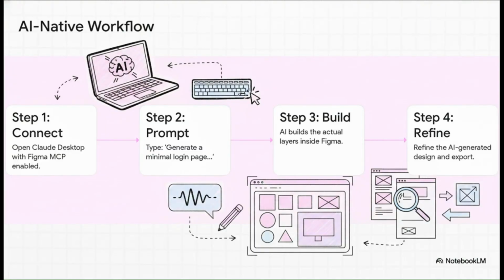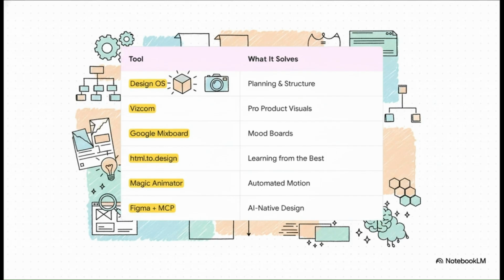Instead of just generating ideas, you can open your AI assistant and just type a prompt, something like, generate a minimal login page, and then you watch as the AI builds the actual vectors, the text layers, and the auto layout frames right there inside your Figma file. You are literally designing with words. It's wild.